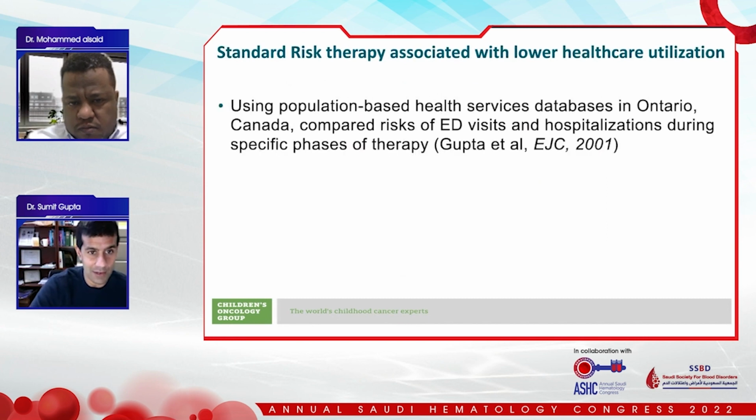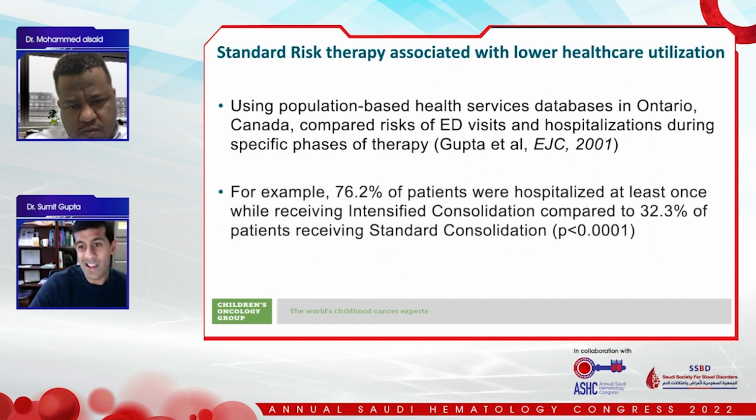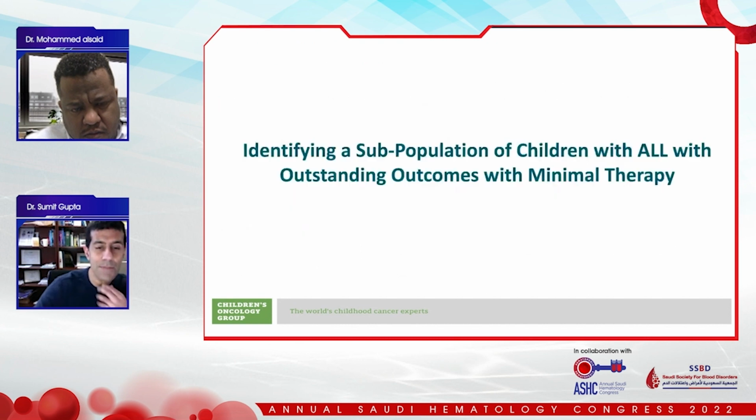A study we did here in Ontario looked at the risks of emergency room visits or hospitalizations during specific phases of therapy. What we found was that in our population-based cohort, pretty much 2/3 of patients were hospitalized at least once when receiving intensified consolidation, compared to only about 30% of patients receiving standard consolidation. So these are big differences.